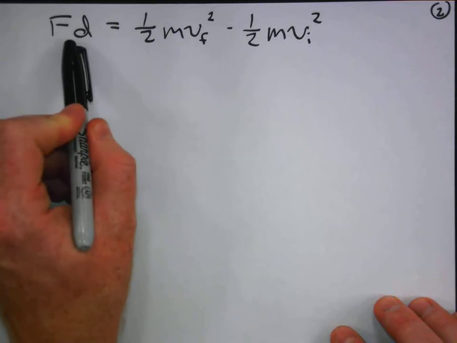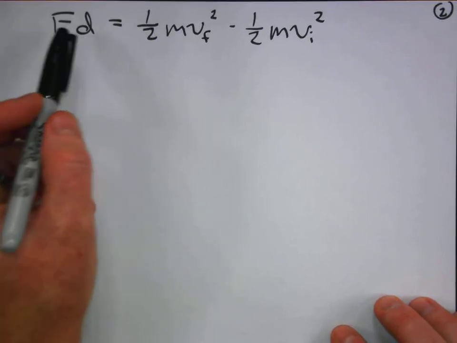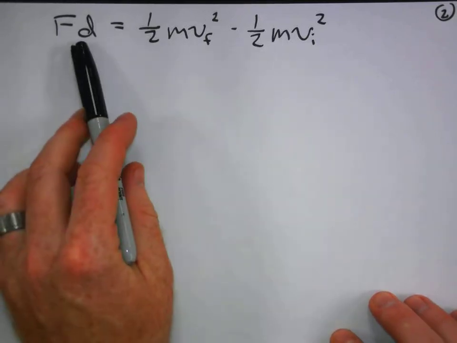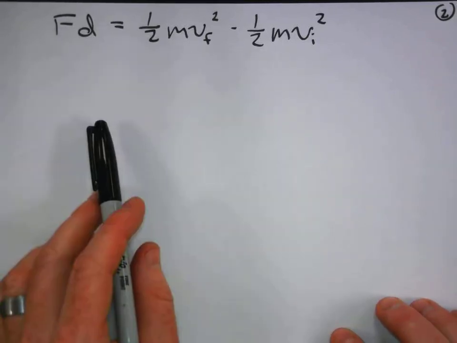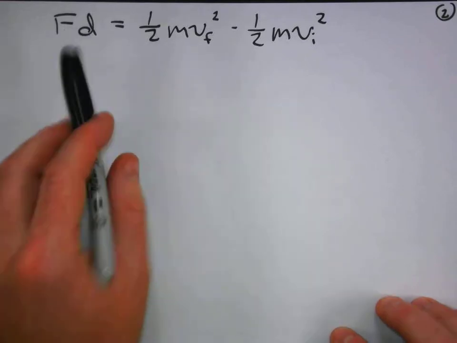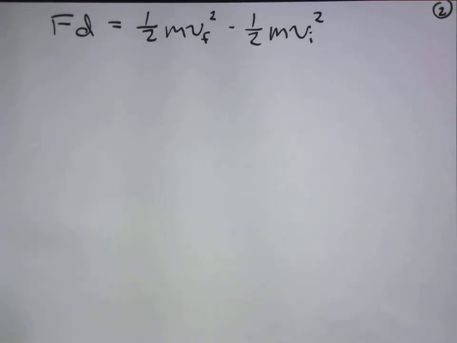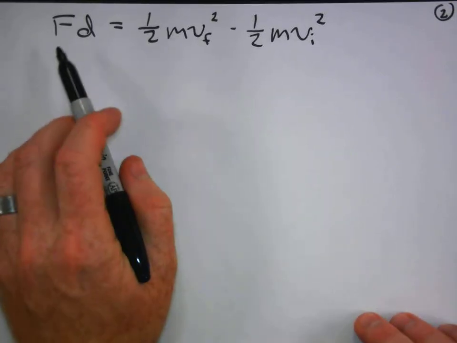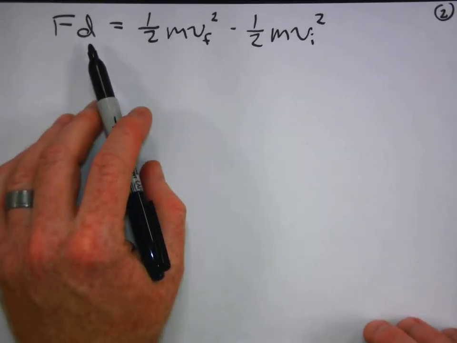Oh, I got rid of the delta. Sometimes we can write it, sometimes we can leave it out. I know that in your book, when you see this stuff, they leave out a delta symbol. And that's fine. It's just D for distance. No big deal. But this is stuff happening to the system. The force was exerted while the object moved this distance.